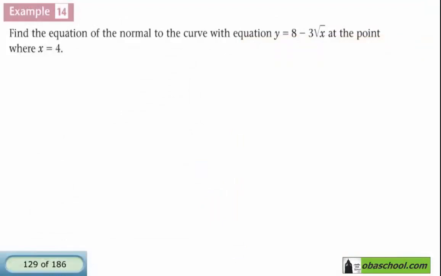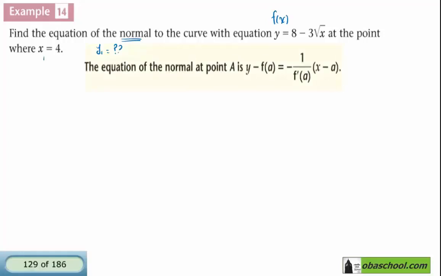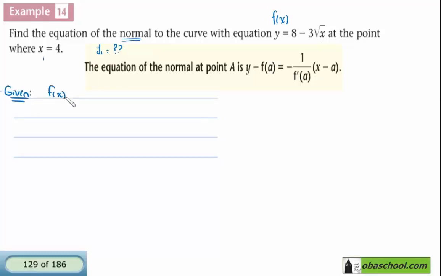Let's take example 14. Find the equation of the normal to the curve with equation y equal 8 minus 3 square root of x at the point x equal to 4. Then we have y, that is f of x, and we have a point that is only identified by x, so we need to find the y value. The equation of the normal at the point A is given as you can see. So the first thing is to list the given.